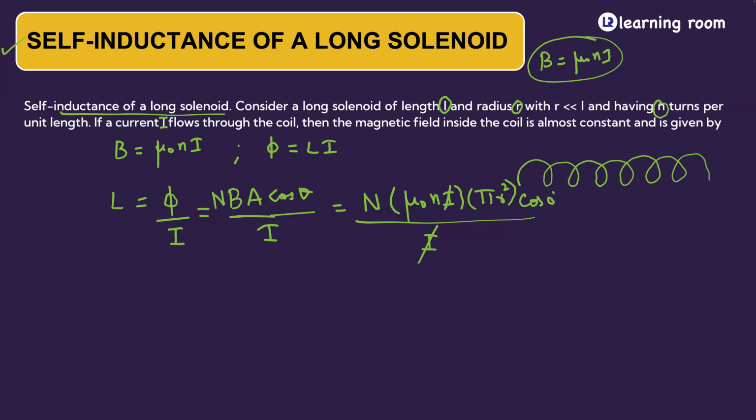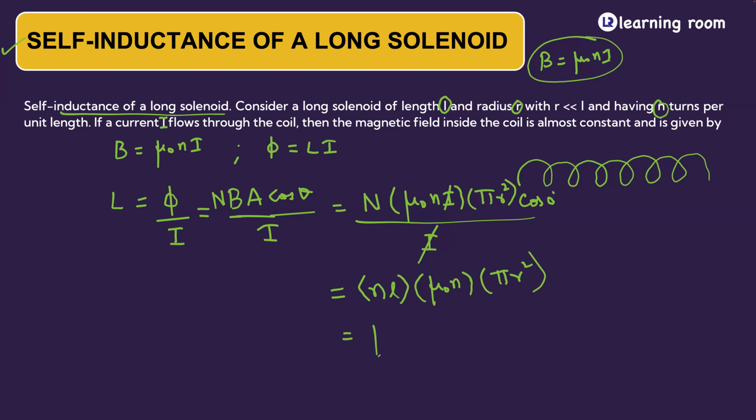Done. So what is the sequence we followed? We followed phi is equal to Li, L is equal to phi by I. So for phi, I applied the formula of NBA cos theta, and for I left it as it is. Right? So this will be equal to, can I write capital N as small n into L? So small n into L into mu naught into n multiplied with pi r square, and cos 0 is going to be 1.